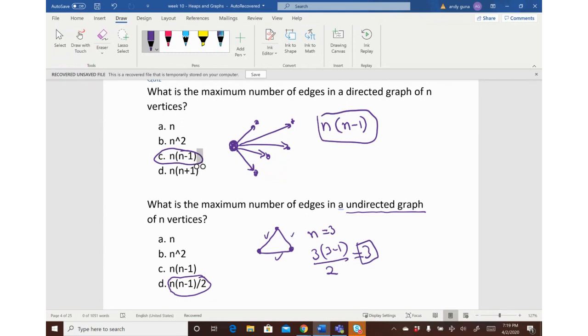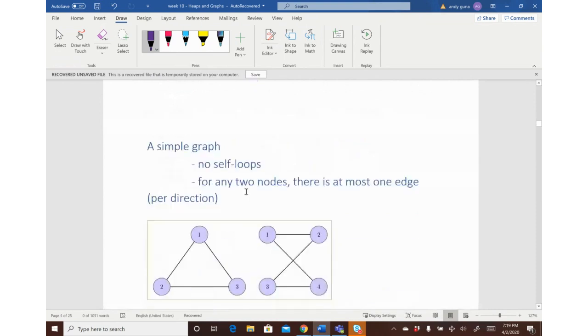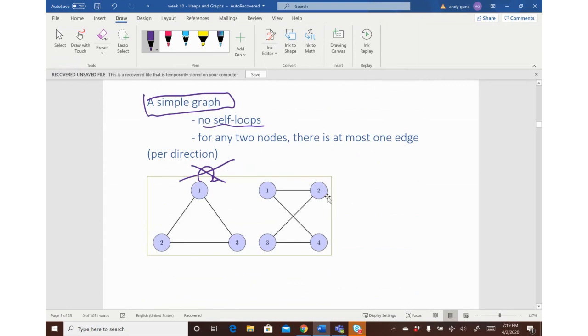Okay, moving on. A few definitions. We call something a simple graph if there are no self-loops. That means a self-loop cannot exist. So it's a simple graph. For any two nodes, there's at most one edge per direction. In other words, you can only have a single simple edge here.